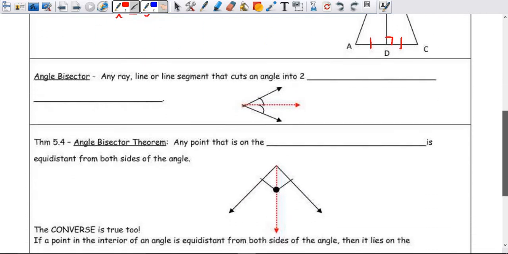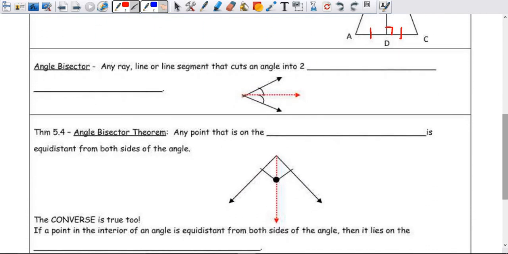Of course, you've heard this term before by now, I'm sure. But it's any ray, line, or line segment that cuts an angle into two congruent angles. So what that means is this angle over here has now been cut into two pieces that we know are congruent. So if I know one angle is 30, the other one would have to be 30, and so on and so forth.